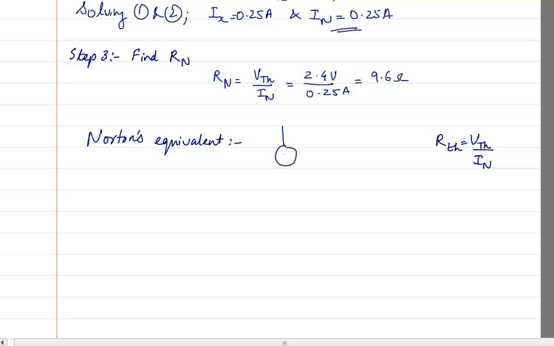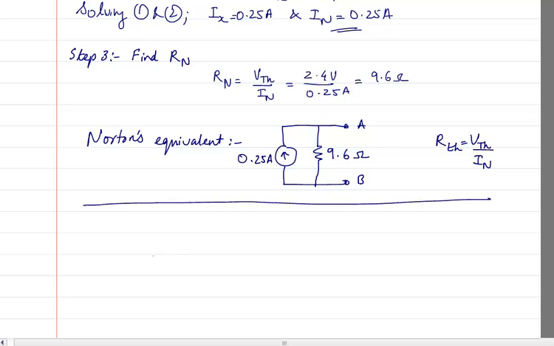a current source, and the current source is having a value of 0.25 amperes, and a resistor, and the resistor has a value Rn which is 9.6 ohms. So here you have A and B represented by a Norton's equivalent. Okay, so the problem is over here.